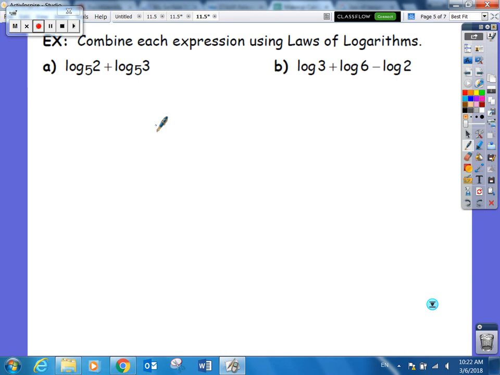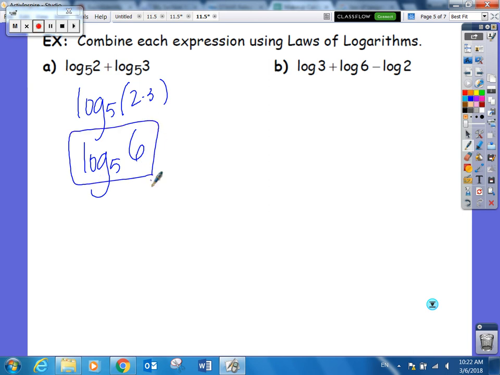So since those bases are the same, we can say log base 5 of 2 times 3. So that's log base 5 of 6. 5 to the nothing equals 6, so we're done. We can't go any further than that. If that was log base 6 of 6, we could go one more step and say that's equal to 1. Or log base 36 of 6, we could do something with that. But log base 5 of 6, 5 and 6, there's no way to get those to be like bases, so we stop.